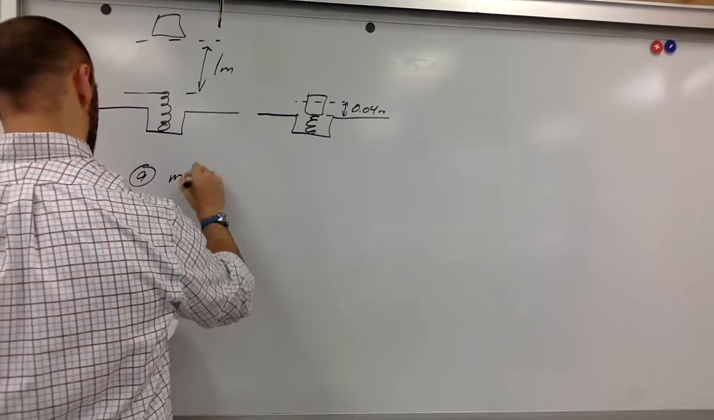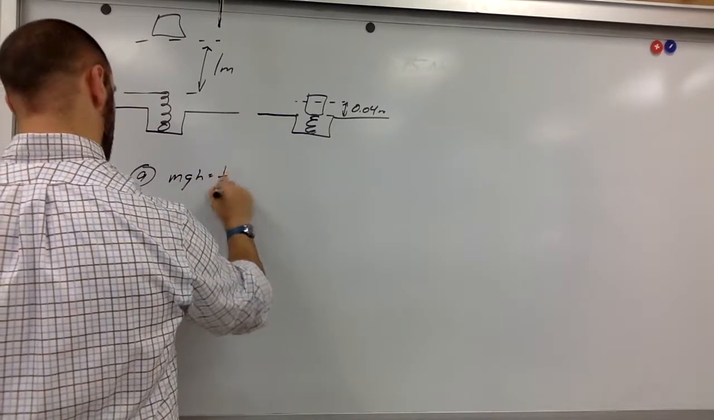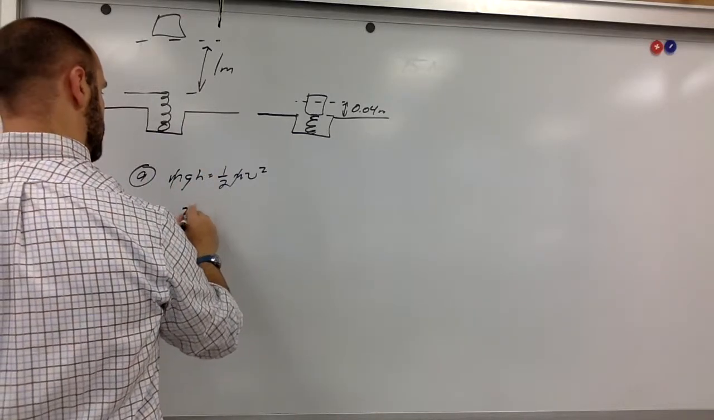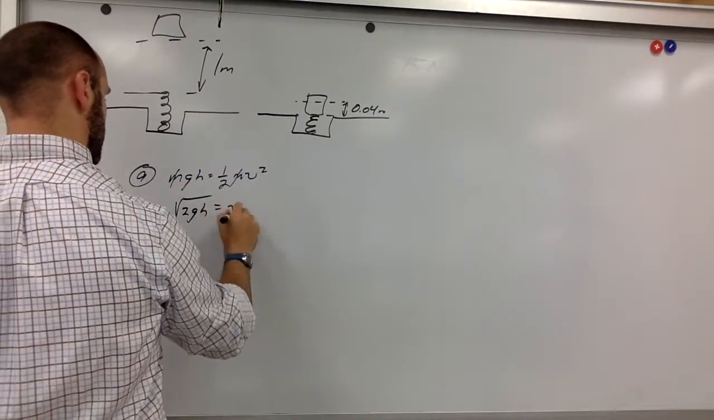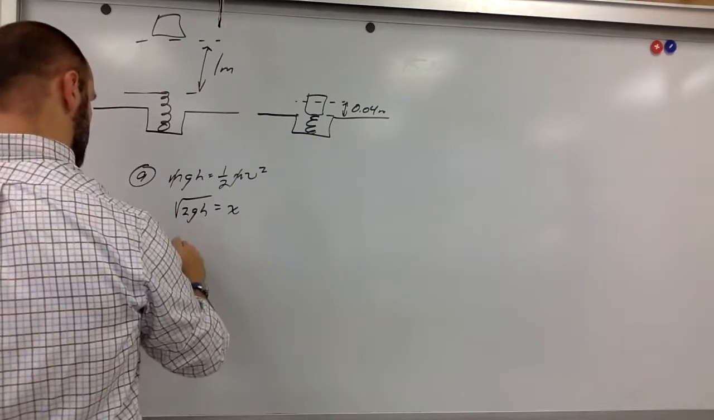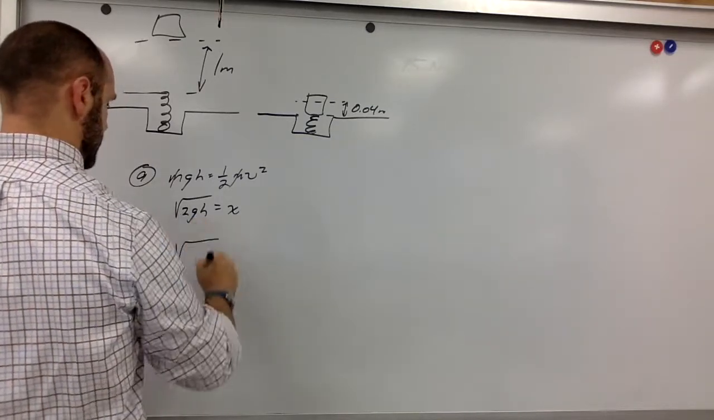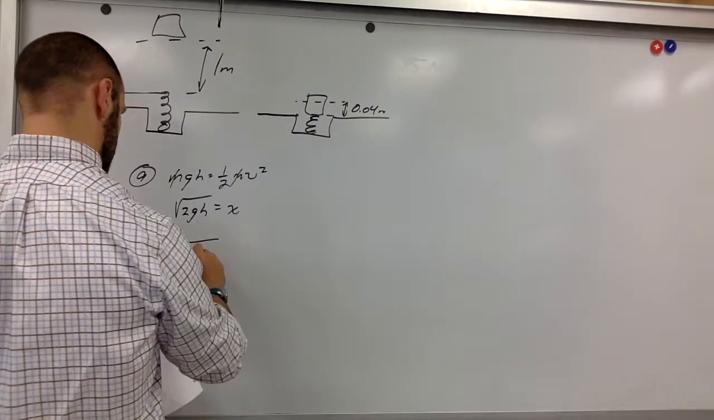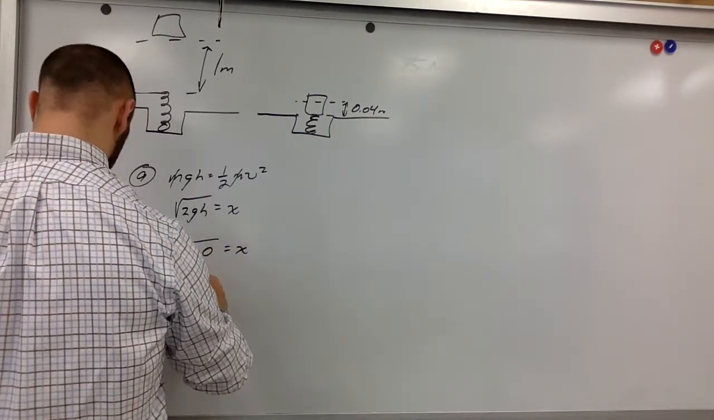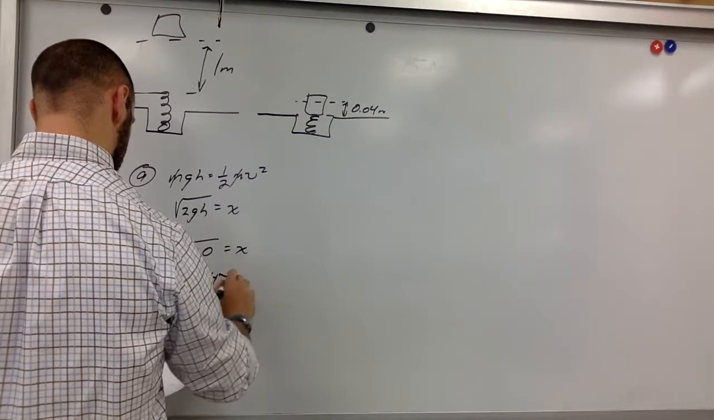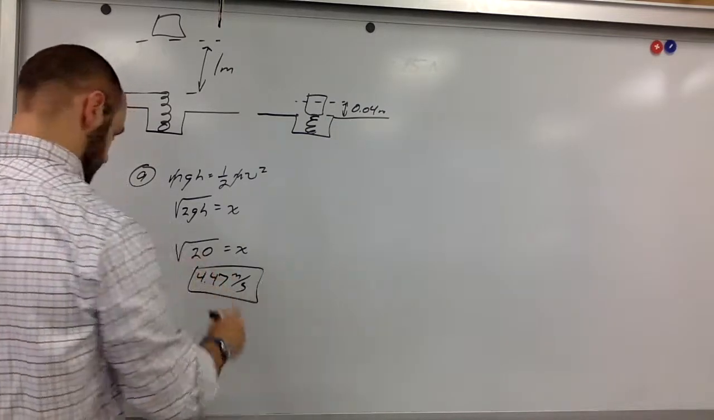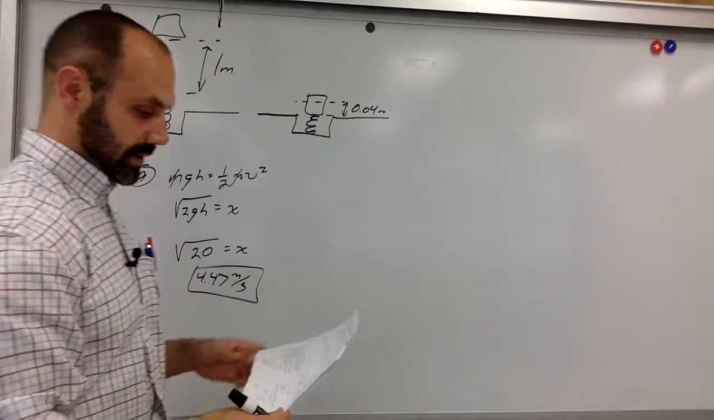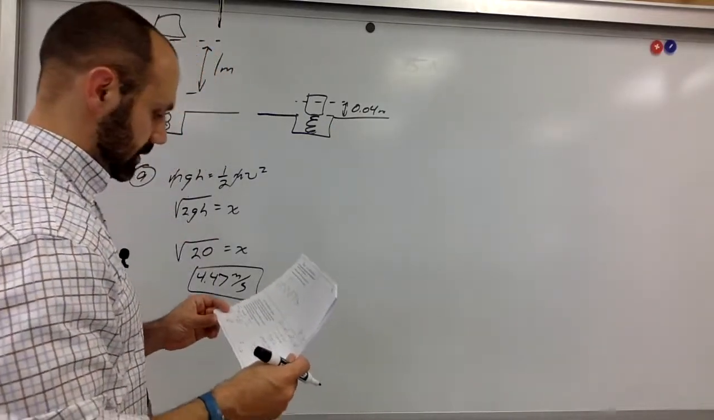If we say that MGH equals 1/2 MV squared, M's cancel out, so you get 2GH, the square root of that is going to be the V, and so you get 2 times G, so 10 times 1, it's about, what is that, 20? Square root of 20. So this is going to be 4.47 meters per second.